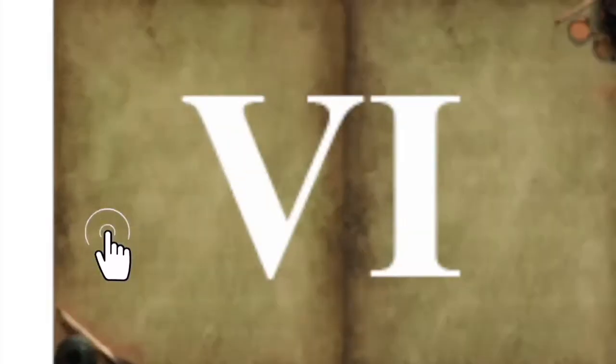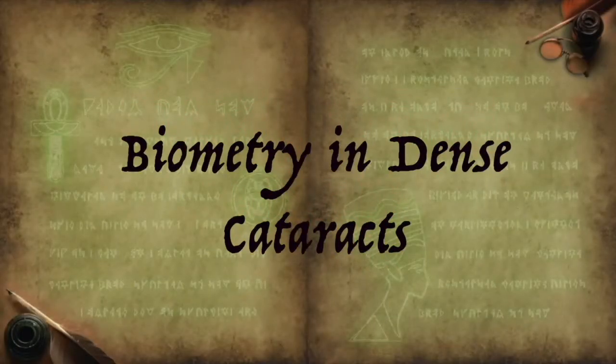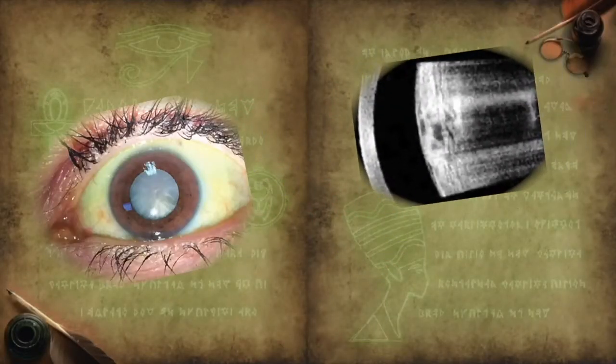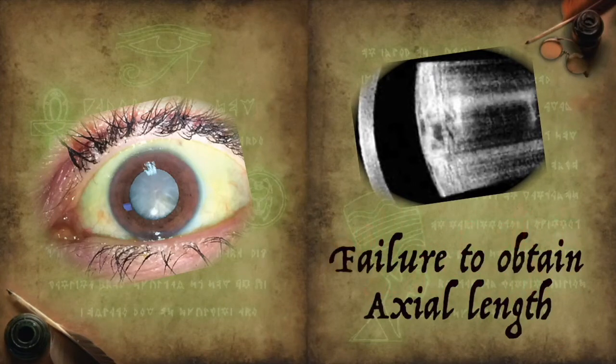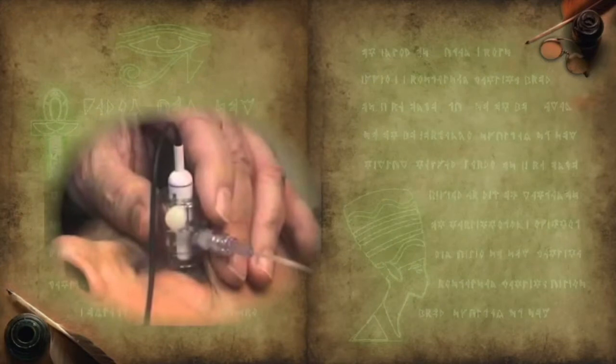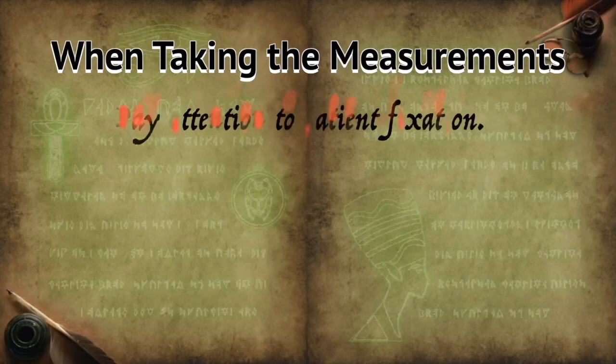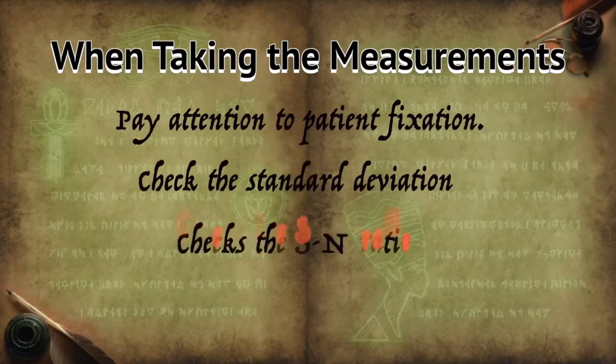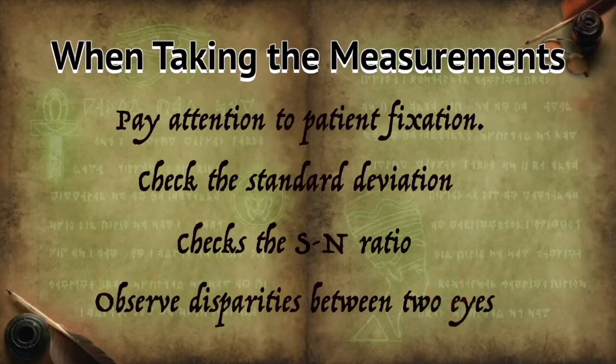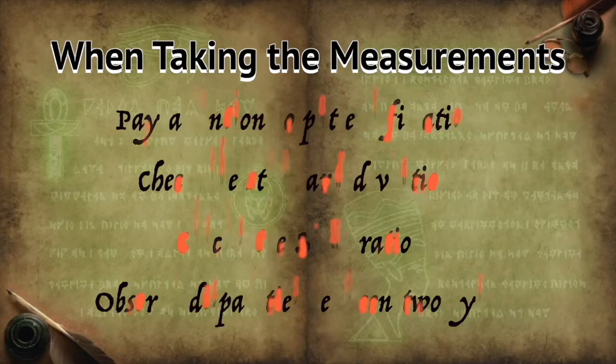Biometry in dense cataract is another tricky situation. In dense cataracts, we fail to obtain the axial length. This is when we have to go back to ultrasound and choose the dense cataract mode in LensStar or the new IOL Master 700. The commandments to be followed here are to check the standard deviation and the signal to noise ratio between both eyes.